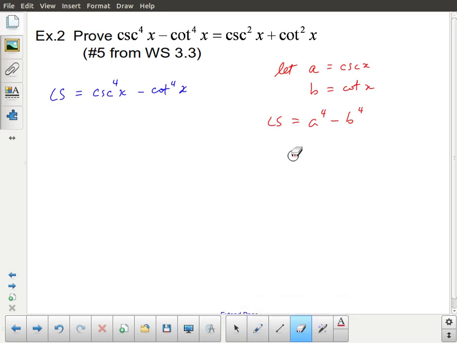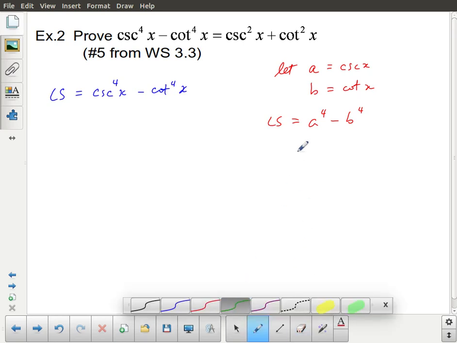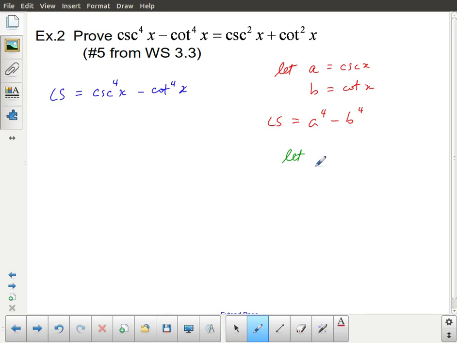So actually, you know what? I'm going to go ahead and do another substitution. Let's see, I'm going to let P be equal to A squared and Q is equal to B squared. So now my left side is equal to, well, if P is A squared, what's A to the 4th? That would be A squared squared, or P squared. What is B to the 4th? That would be Q squared.